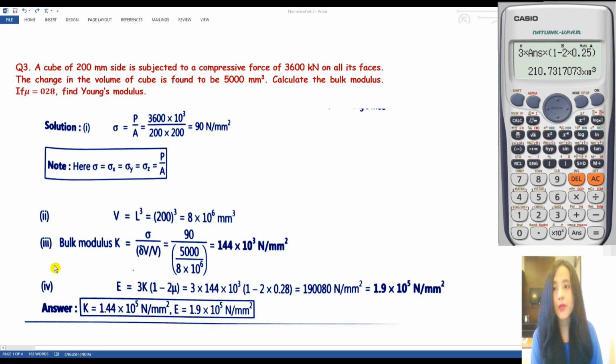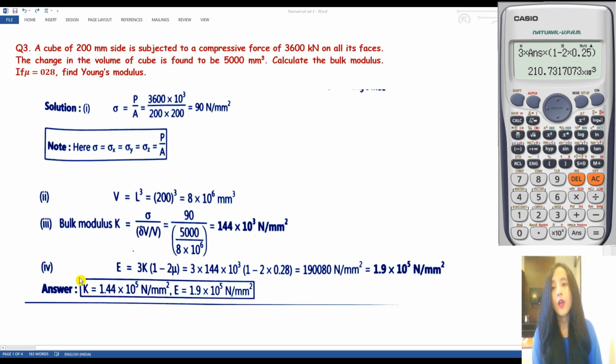Coming to the third numerical here. A cube of 200 mm side is subjected to a compressive force of 3600 kilonewton on all its faces. The change in the volume of the cube is found to be 5000 mm cube. Calculate the bulk modulus, if mu is equal to 0.28. Okay, so here the value is given as 0.28.